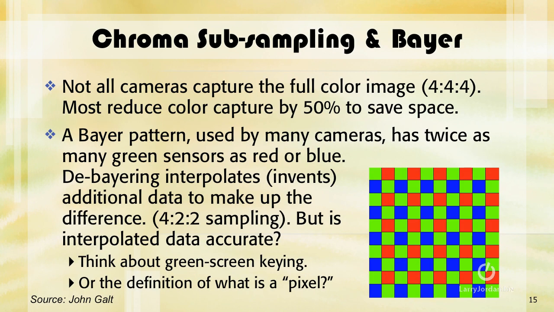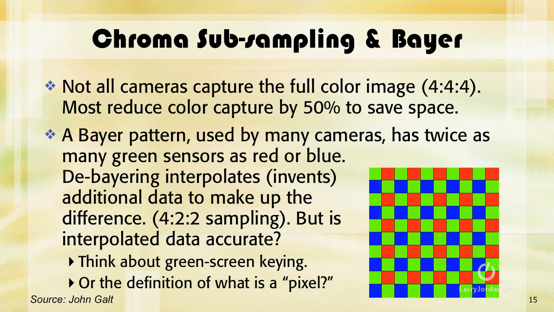Here's a really important issue, and it's kind of hidden, and I want to spend a couple seconds talking about it. Not all cameras capture the full color image, what's called a 4:4:4 color space. Most reduce color capture by 50% to save space. They use what's called a Bayer pattern, and that's the image on the right. If you look at it really closely, look at any 4-pixel grid, and you'll see 1 red pixel, 1 blue pixel, and 2 green pixels.